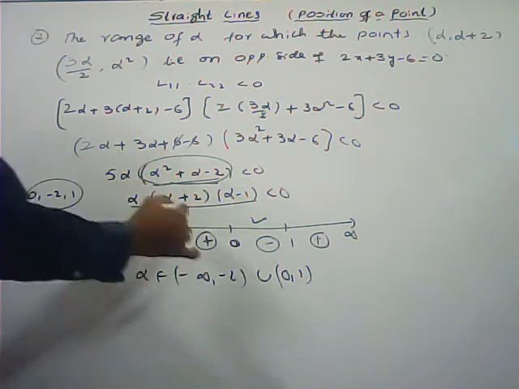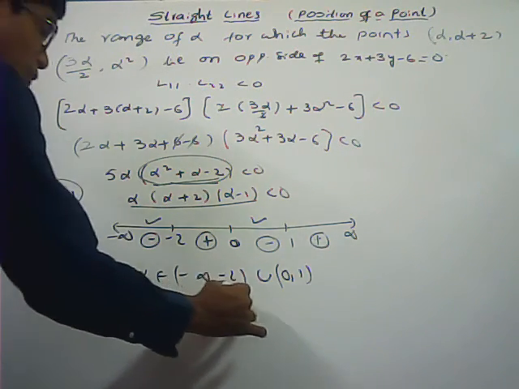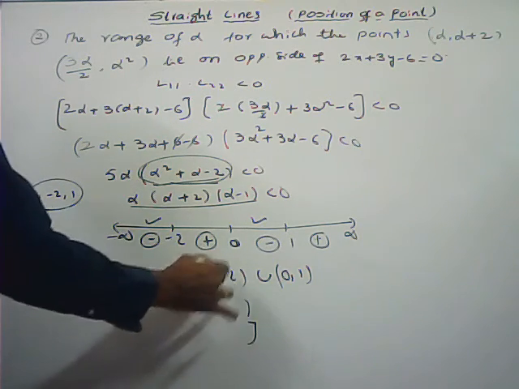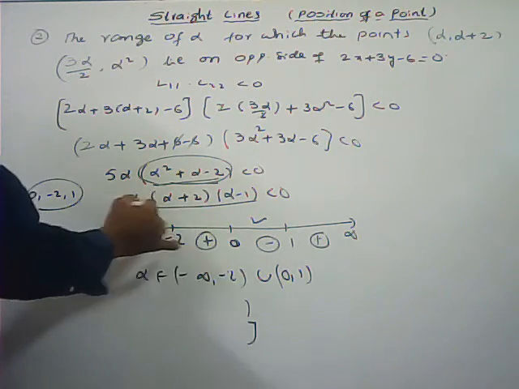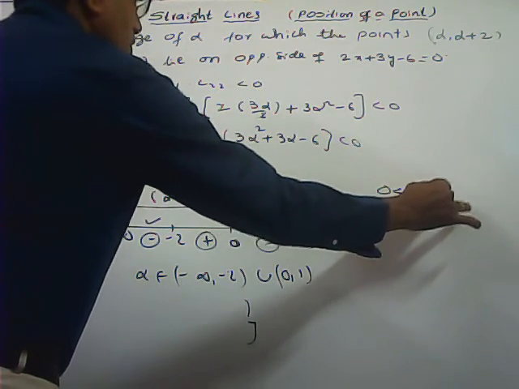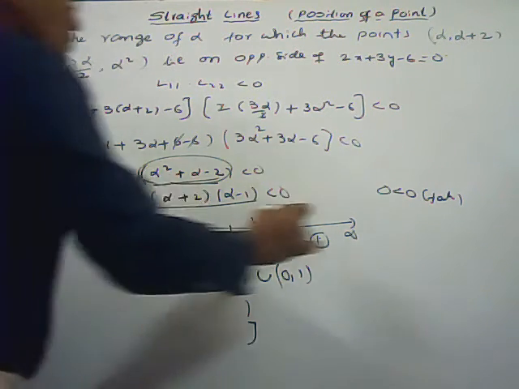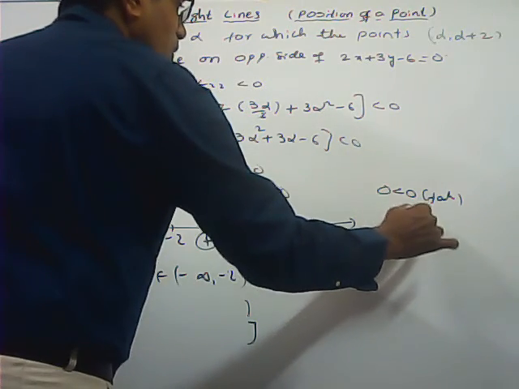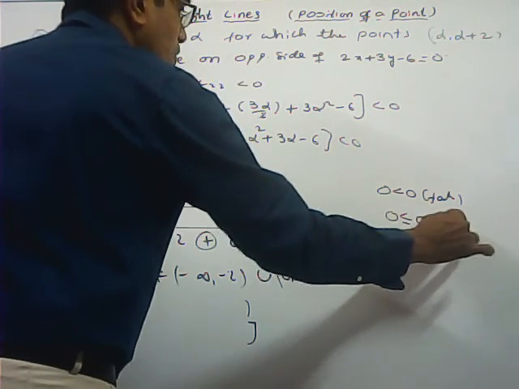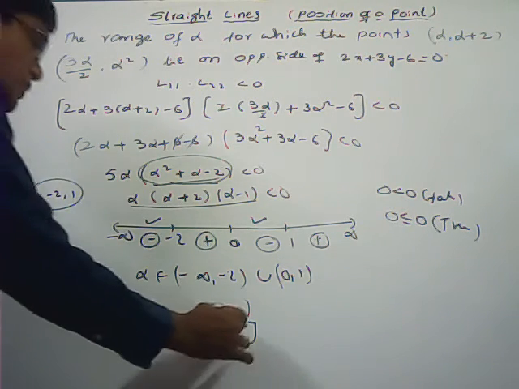Open brackets only. Here the boundaries, how to know that one? Here we have to keep open or closed. You can substitute minus 2 in that inequality. Minus 2, if I substitute that one, 0 less than 0 we are getting. This is a false statement only. If I substitute that boundary and you get a false statement, that is not satisfied, then you can put an open bracket. If it is satisfied, for example, if I get 0 less than or equals to 0, that is a true statement only, then you can put a closed bracket.